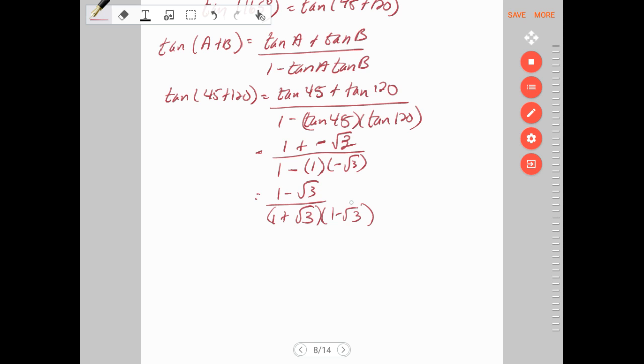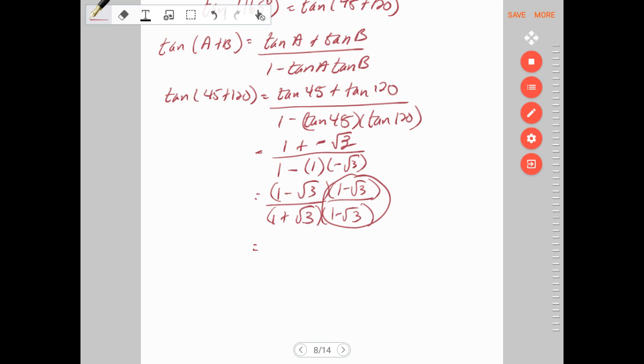But if I multiply the bottom by that, I must keep things equivalent, so I'm going to multiply the top by that. Because technically this whole thing is something divided by itself, which equals 1. So I'm not changing the value, I'm just changing how it looks.